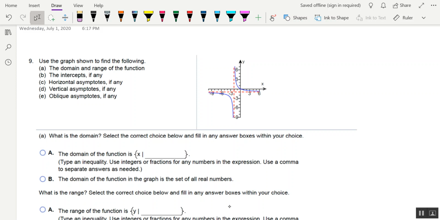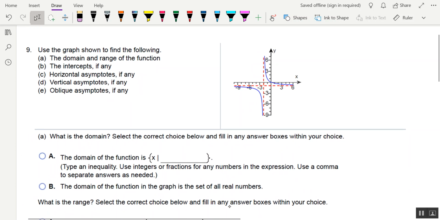In this video, we're going to analyze the graph of a rational function by finding its domain and range, the intercepts, if any, horizontal asymptotes, if any, vertical asymptotes, and oblique asymptotes, if any. And of course, we are provided the rational function's graph, not necessarily its equation. So let's go ahead and get started with that.